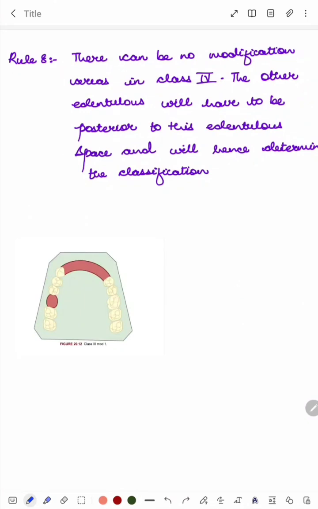Now rule number 8: there can be no modification area in class 4, because class 4 is basically the anterior edentulous area, but we know that the posterior-most edentulous area determines the classification. The posterior-most edentulous area is this one. So this is class 3 that will determine the Kennedy's classification, and there is only a single edentulous space present, that's why this is class 3 modification 1. Therefore we cannot have any modification area in class 4.